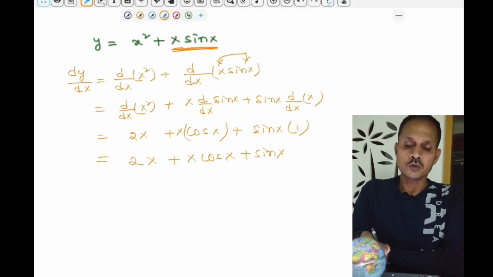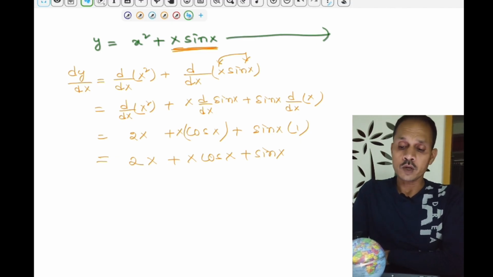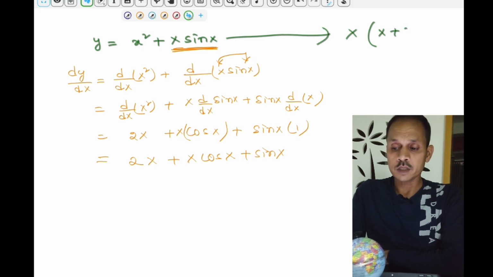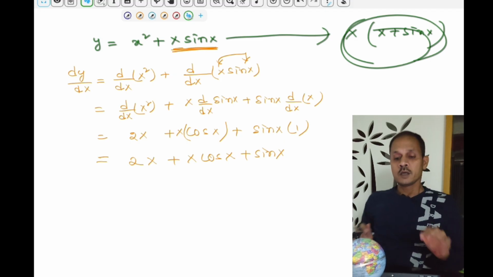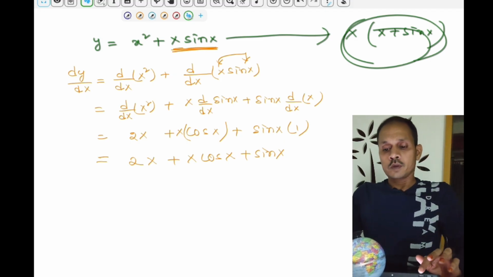So if you want to do, no sir, I will do directly like this, I will take x common and I will write it as x plus sin x. Again you can use the UV method, the multiplication method, again this is the same. Okay, that's all.